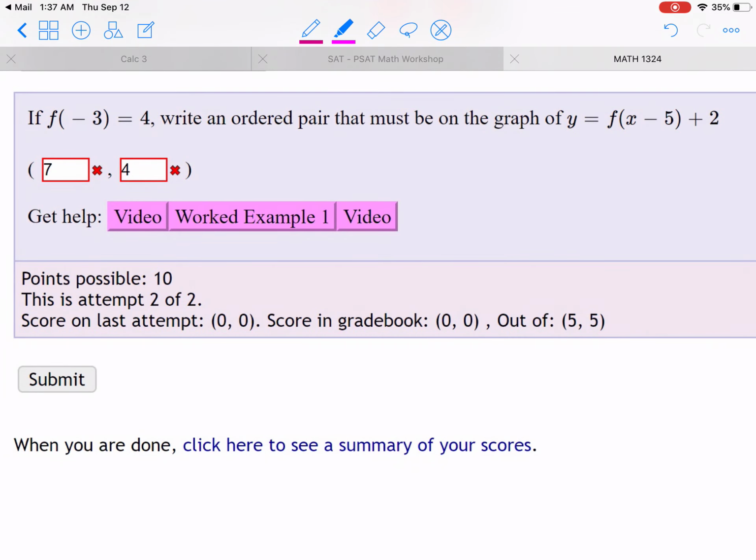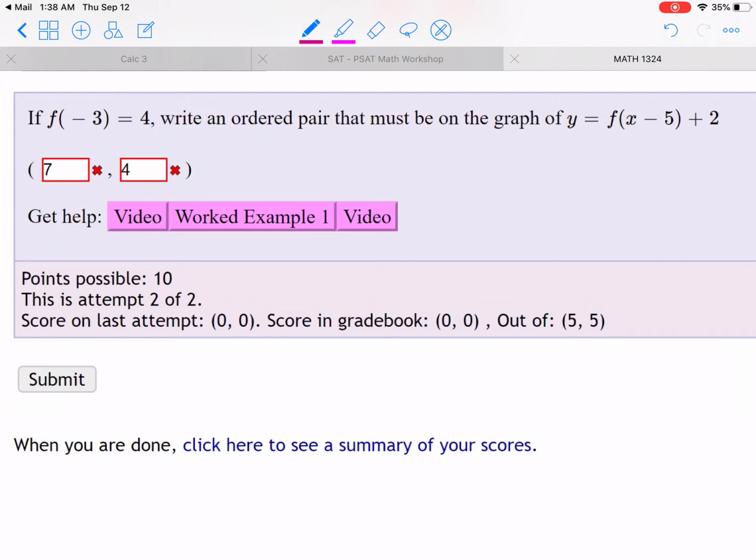So in this question, you're given a value that at -3, f is 4. Okay, so f of -3 is 4. And you're asked to use that to determine an ordered pair on this graph, which is a shifted graph. But maybe it might be easier to think of it as just another function.